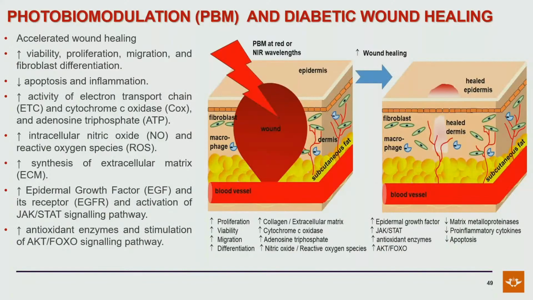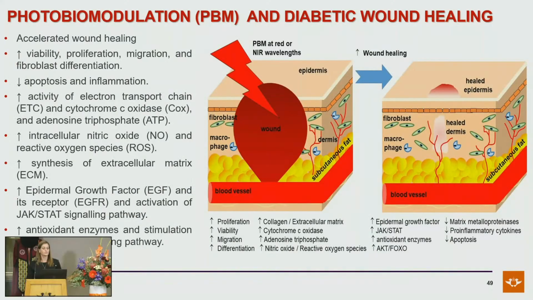Photobiomodulation works on the principle of low-energy biostimulation, causing photochemical reactions in cells and tissues. Earlier studies showed that the best wavelength and fluence to use in these in vitro models was visible red light and near-infrared light with a fluence of 5 joules per centimeter squared. There's increased viability, proliferation, migration, fibroblast differentiation, and decreased apoptosis, or cell death, and inflammation.